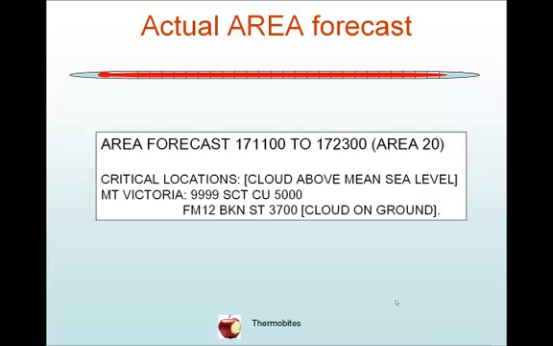From 12 UTC for this particular forecast, broken stratus, so that's 5 octas or more of stratus at 3,700 feet above mean sea level. Because that is the height of Mount Victoria above mean sea level, they've added the information that that means cloud on ground. So this would exclude flying via visual flight rules because pilots would not be able to observe the ground.